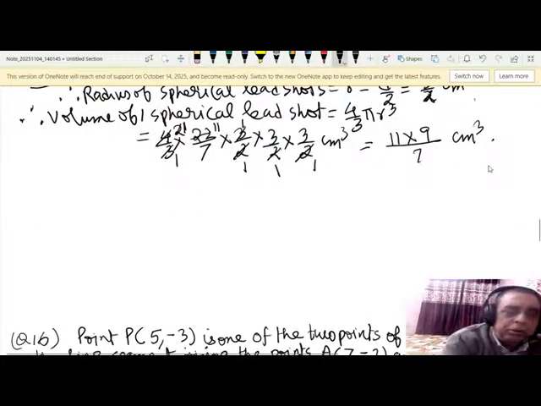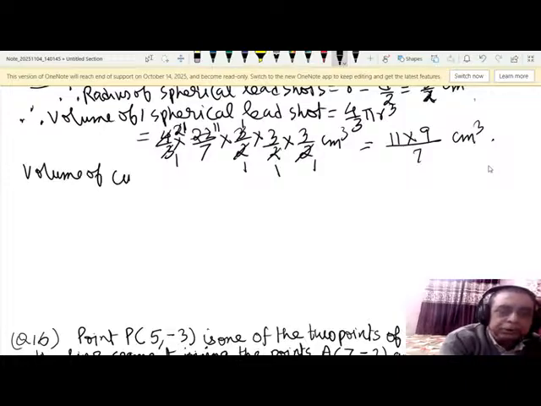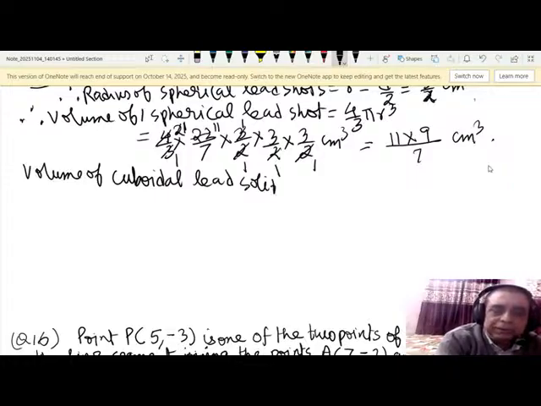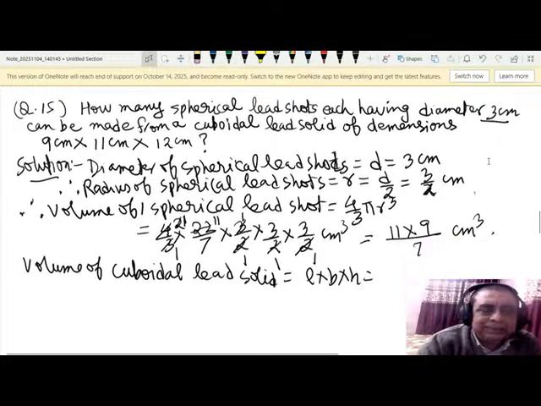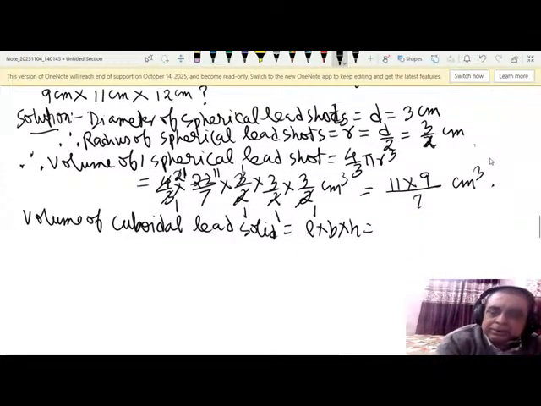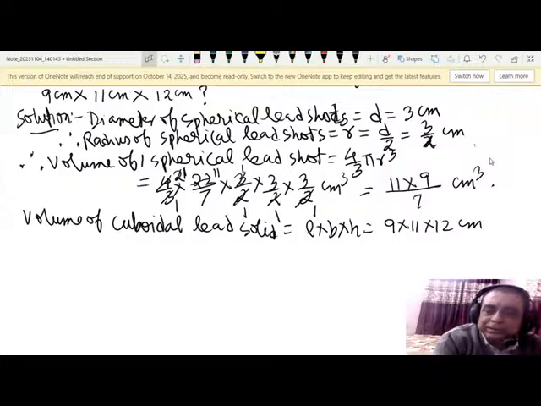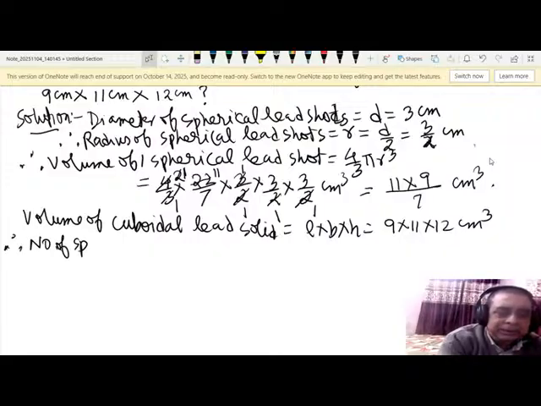Now the volume of the cuboidal lead solid. What is the formula? It is length times breadth times height. So it is equal to 9 times 11 times 12 centimeter cube.